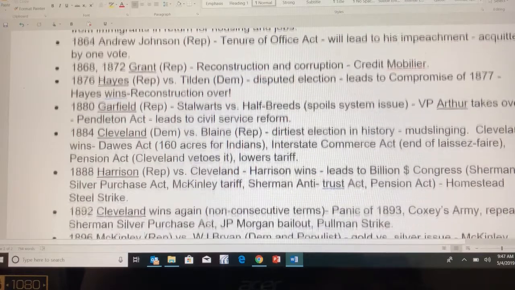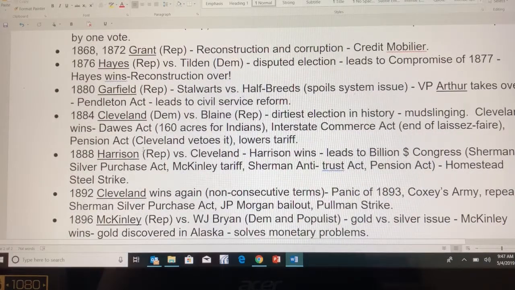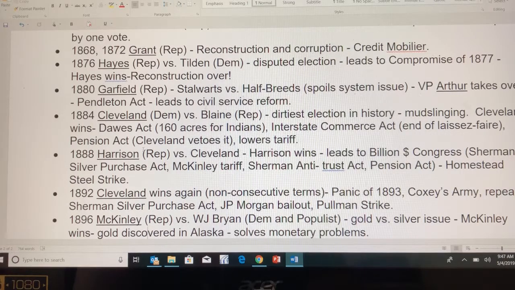The next election actually deals with the spoils system. Garfield is a half-breed. He believes that jobs should only be given out to the most qualified. Arthur is a stalwart, and a stalwart means spoils. They believe in the spoils system. Garfield does not give a job to a guy who's trying to get it, and he's like, oh my gosh, how do I get this job? And he eventually assassinates Garfield.